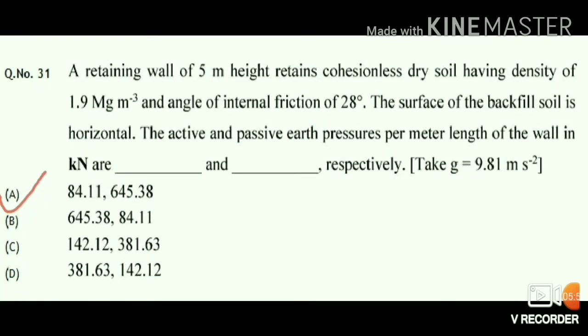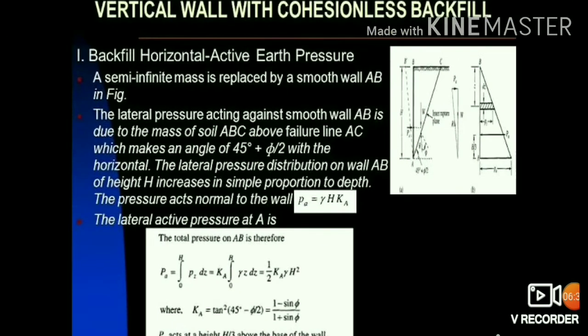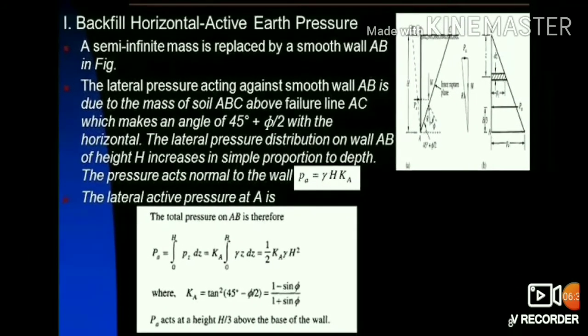Here it is given that the height of the wall is 5 meter, the density of soil is 1.9 Mg per meter cube, and the angle of internal friction is 28 degrees, and it is asking about the active and passive earth pressure per meter of length. Friends, you should see carefully that it is given per meter of length, not simply asking for active and passive earth pressure. So many people have done it wrong here.